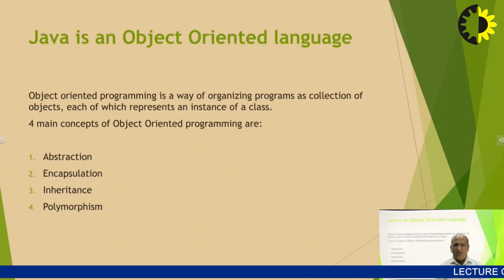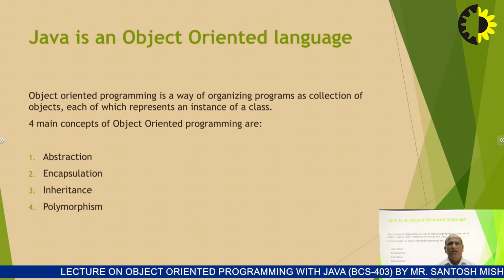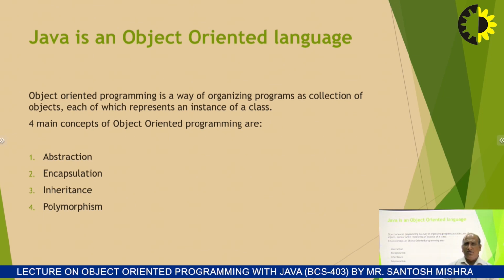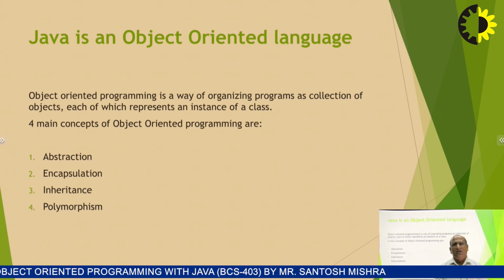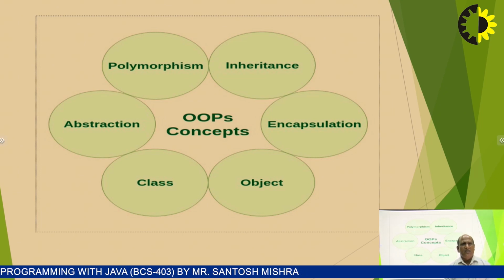Now, as I have already told you, Java supports the concept of object oriented programming, and object oriented has these 4 pillars. There are a number of concepts that we use in object oriented languages, but the main 4 pillars are abstraction, encapsulation, inheritance and polymorphism. Let us understand what abstraction is.